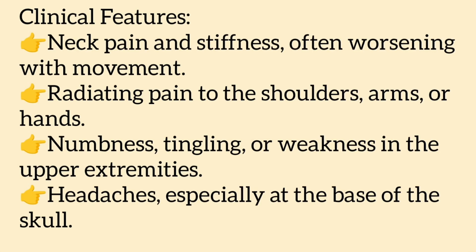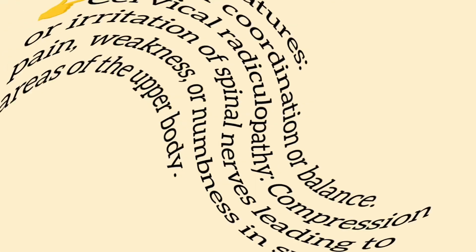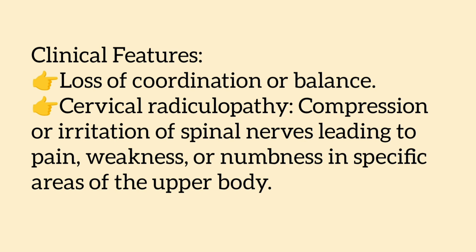Clinical features: neck pain and stiffness, often worsening with movement, radiating pain to the shoulders, arms, or hands, numbness, tingling, or weakness in the upper extremities, headaches, especially at the base of the skull, and loss of coordination or balance, cervical radiculopathy, that is, compression or irritation of the spinal nerves leading to pain, weakness, or numbness in specific areas of the upper body. Example, say for elbow.